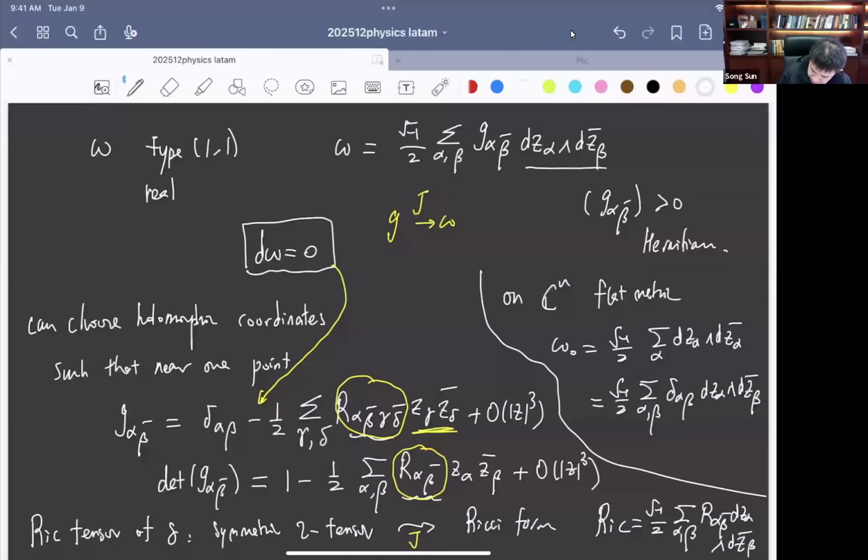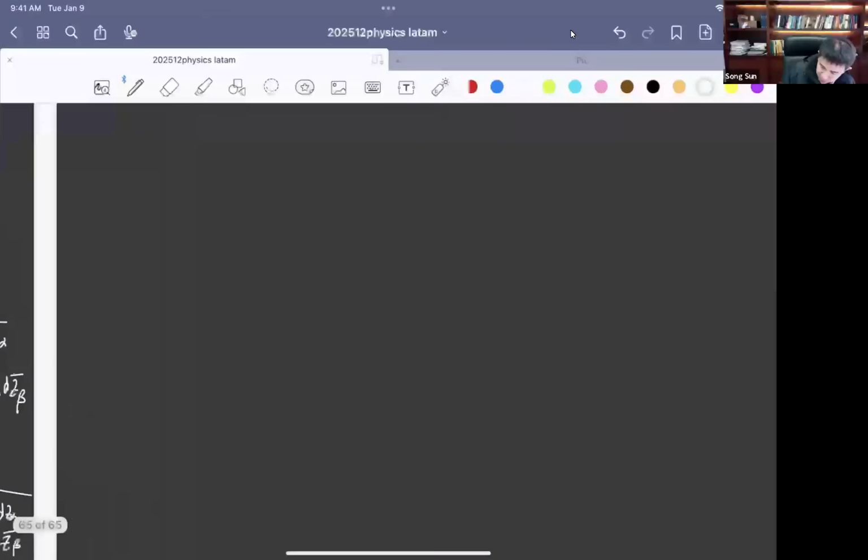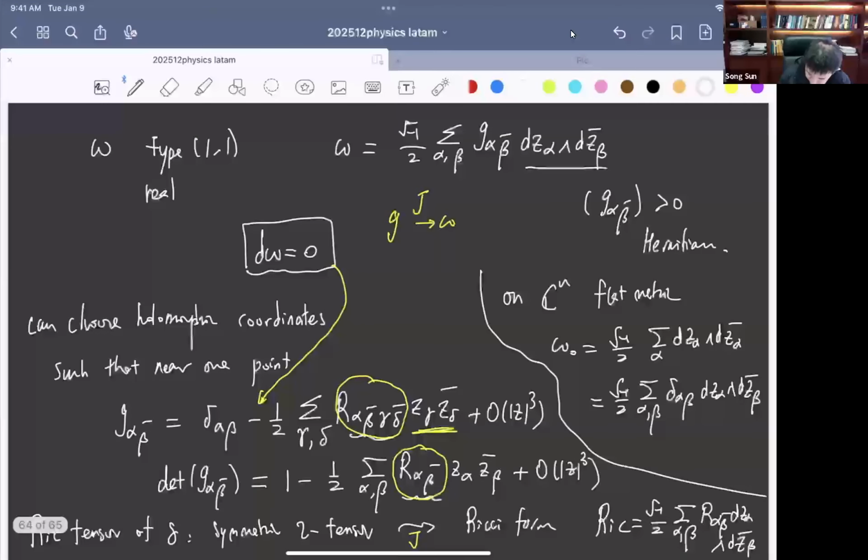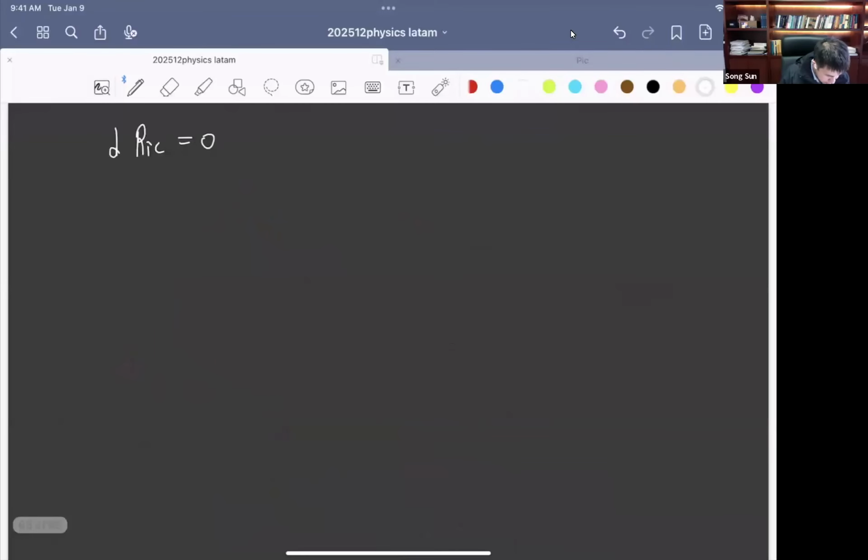So from this it's not difficult to see the important fact that the Ricci form is closed. So d of Ricci equals 0. You can just do direct computation, or you can follow using the fact that you have this expansion. That means Ricci is a real valued 2 form.